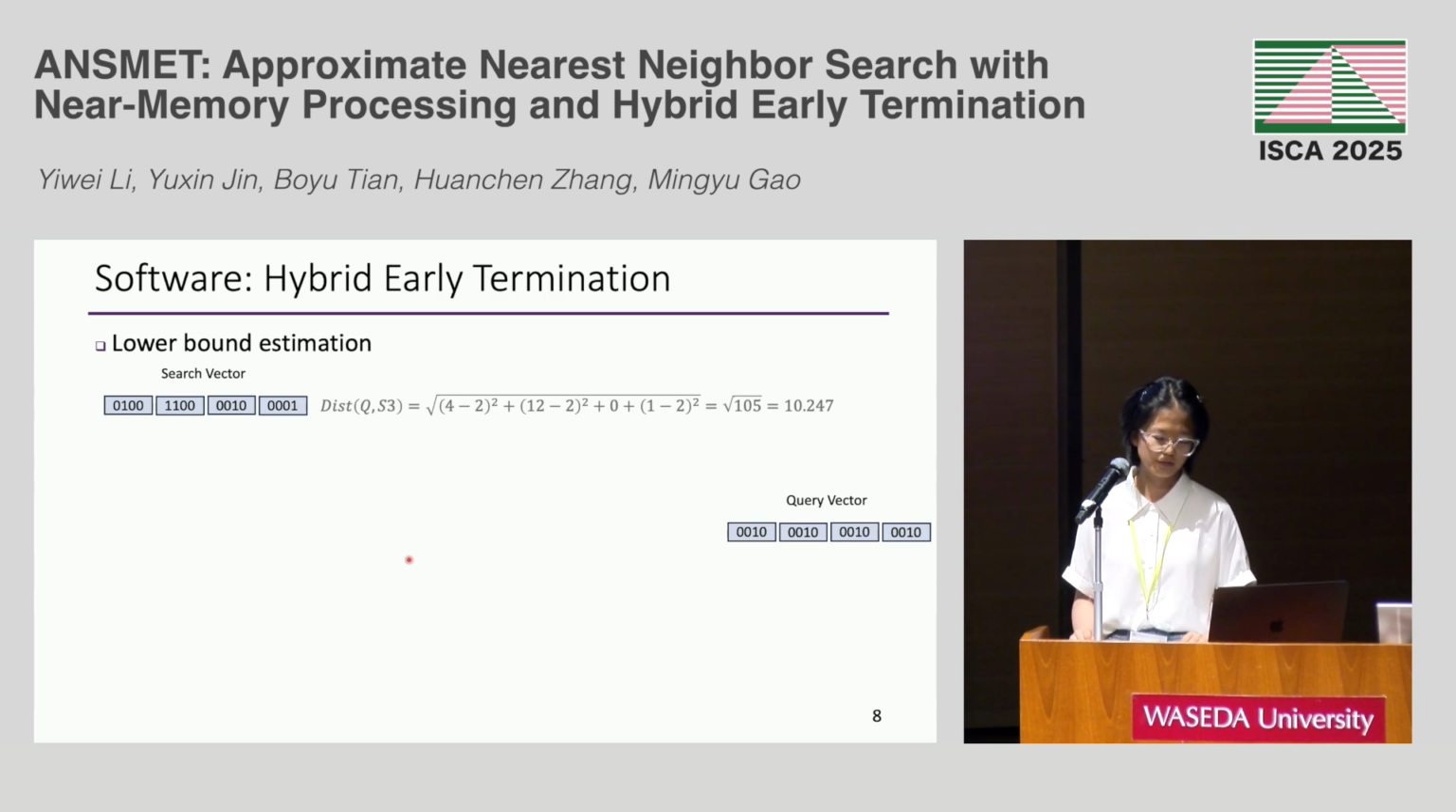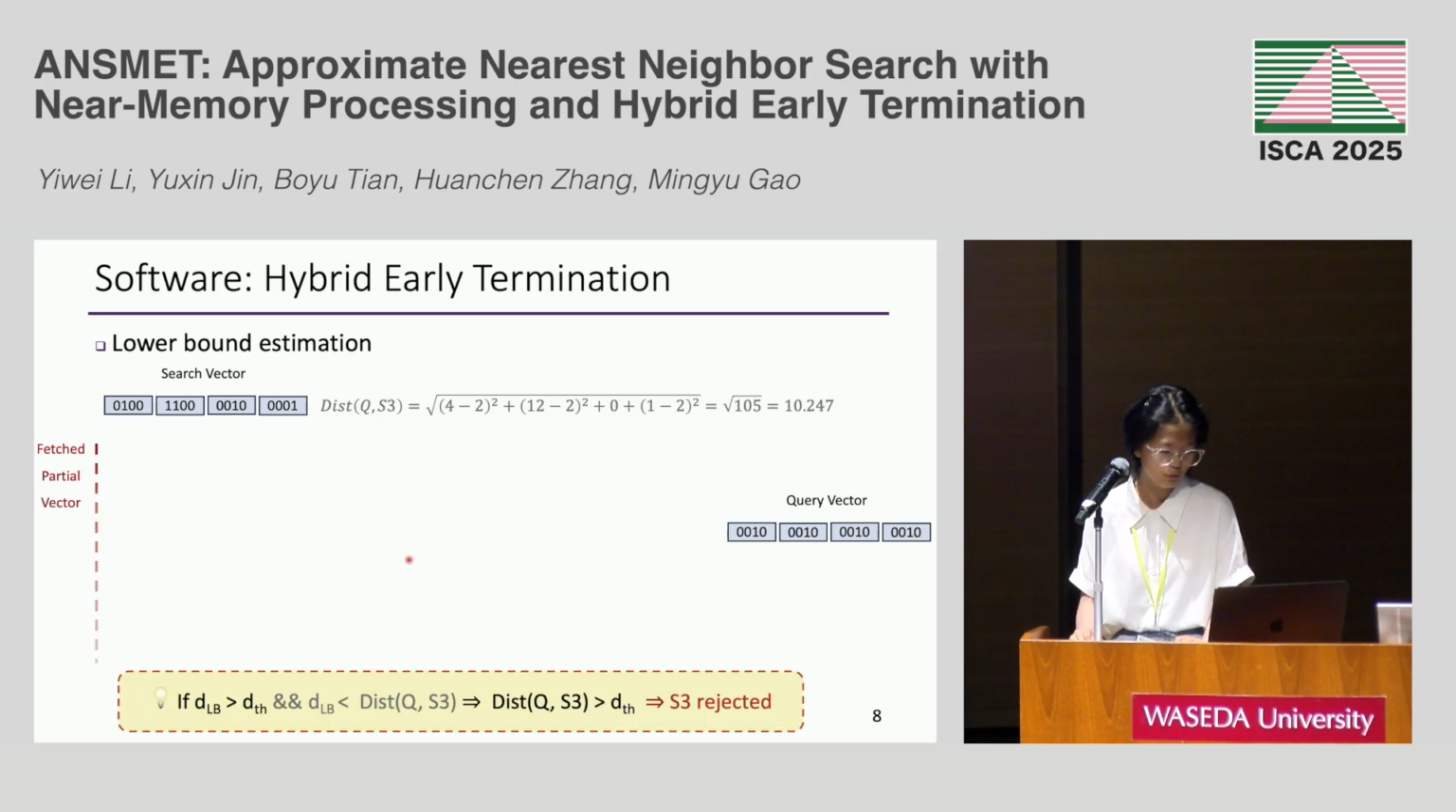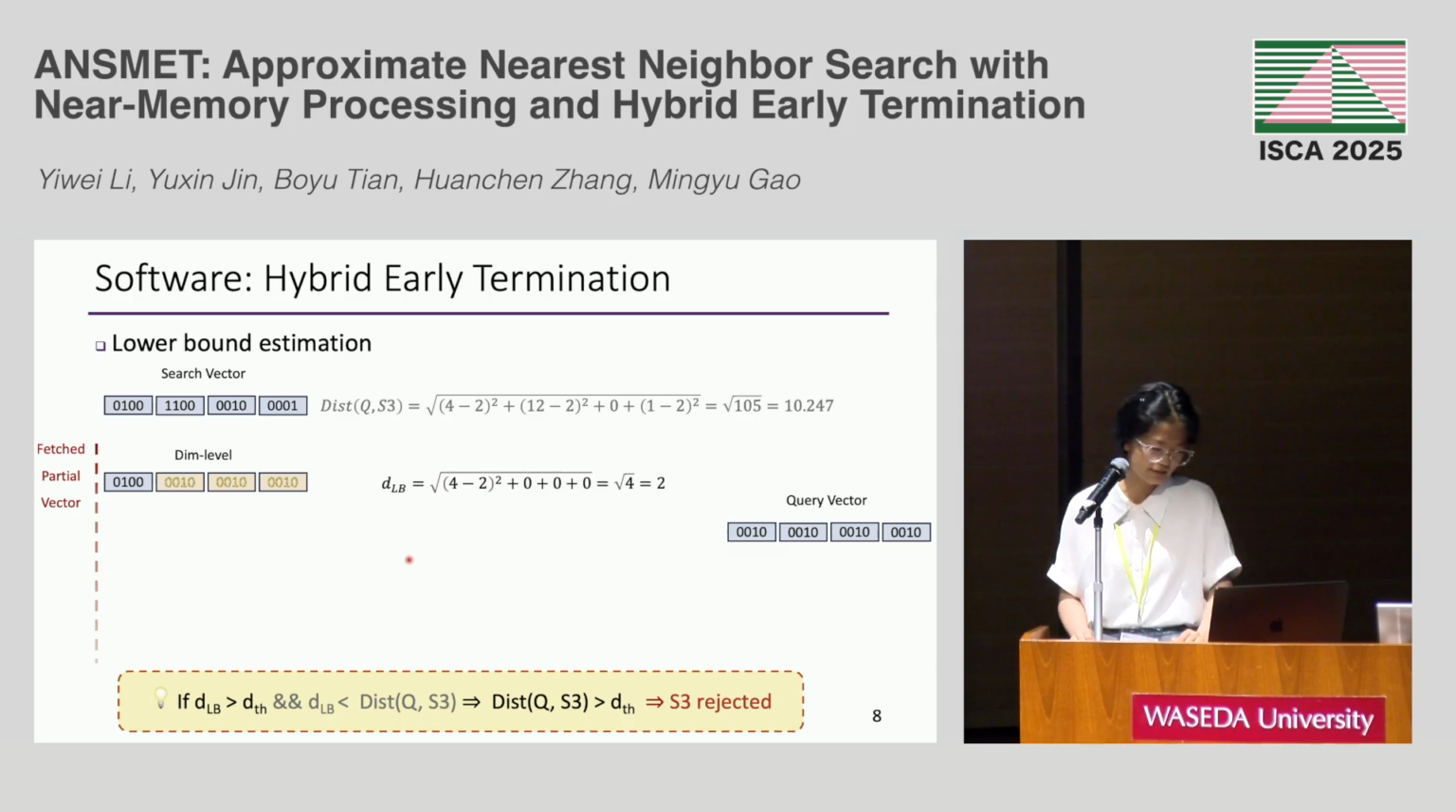Take the following search and query vector as an example. The real distance here should be 10.247. What if we fetch 4 bits from the vector and judge it earlier? If we fetch the first dimension, we know that the distance is at least larger than the distance of this dimension when all those other dimensions are the same, which is 2.